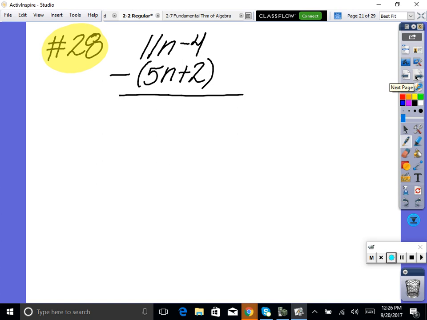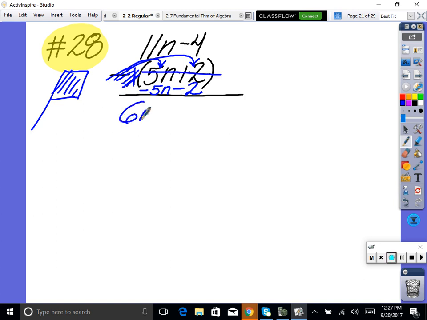Okay. 28. Guess what people do? They only put the negative with the 5. That would be wrong, wouldn't it? So anytime I see subtraction, I say to myself, oh, this is a red flag problem. I've got to be careful. So we got to put a -1 here. -1 times 5n is -5n. -1 times +2 is -2. Now everybody listen. Am I going to double dip on my negative if I put the negative in again? Yes. Haven't I already distributed the negative? So I'm good. Now I just add straight down. 11n minus 5n is 6n. -4 minus 2 is -6.